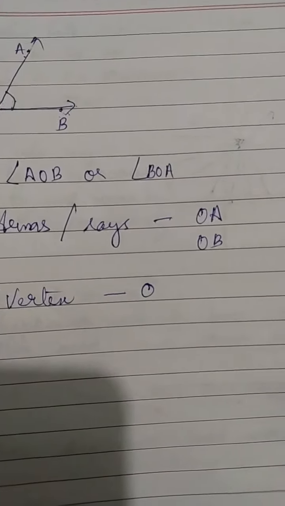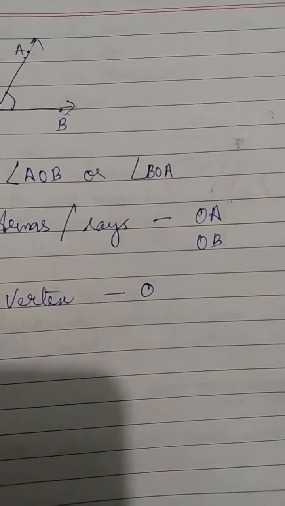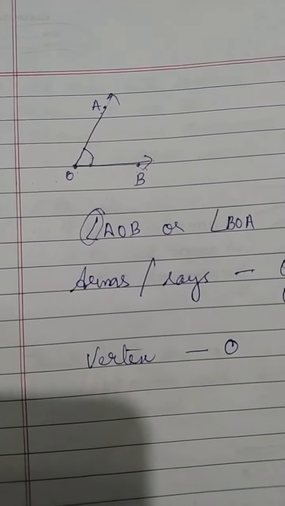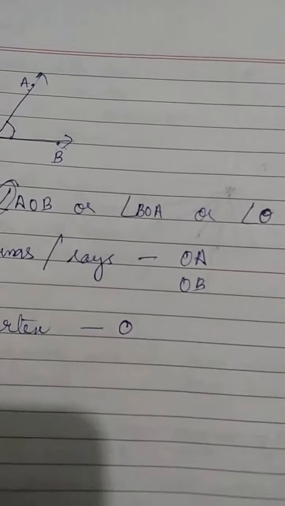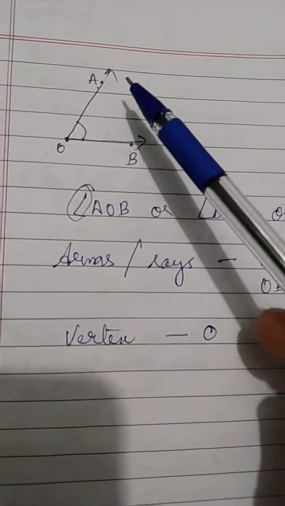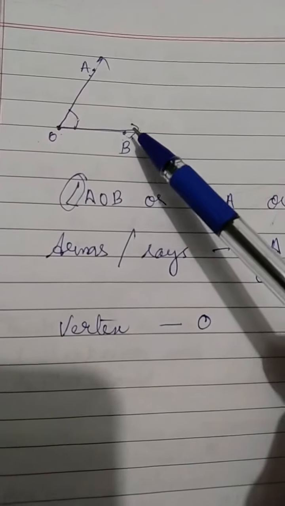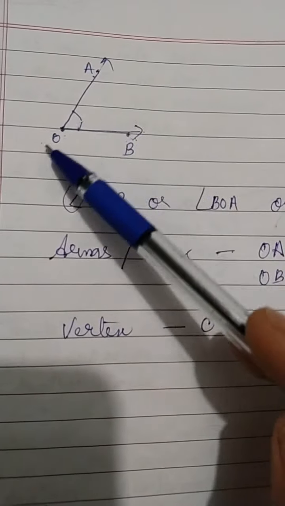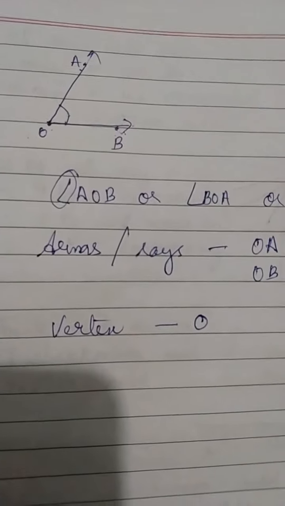Right? Remember that an angle is denoted by this symbol and angles are always written in capital letters, right? Always in capital letters. This angle can also be written as angle O, because at O the angle is formed. So it can be either AOB, BOA or angle O only.